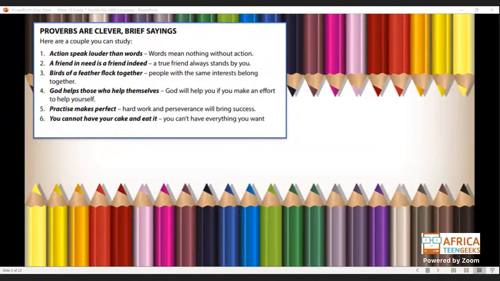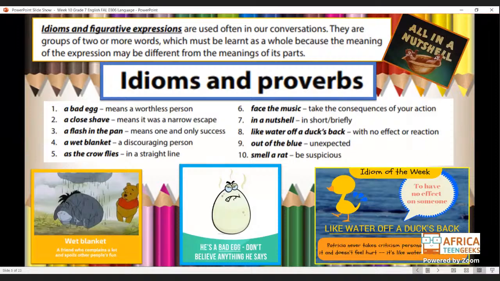Okay, so this is a tricky one. You might ask me, ma'am, how do I know if something's an idiom or a proverb? Because they both have a meaning that means more than the actual words being used. They're just used in a different way. For example, let's go back and look quickly. It says like water off a duck's back, smell a rat. Those aren't generally the way we speak literally. You don't literally smell a rat. You don't literally face the music. So literally they don't make sense, but figuratively they do.